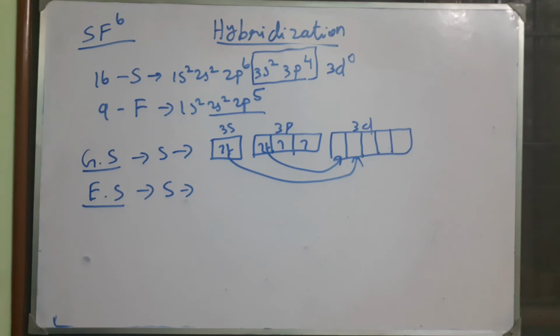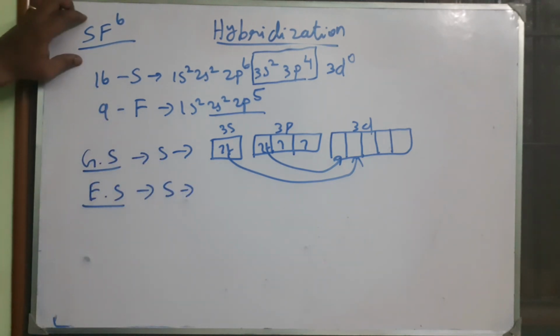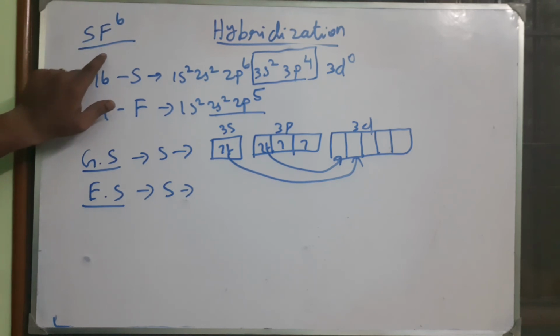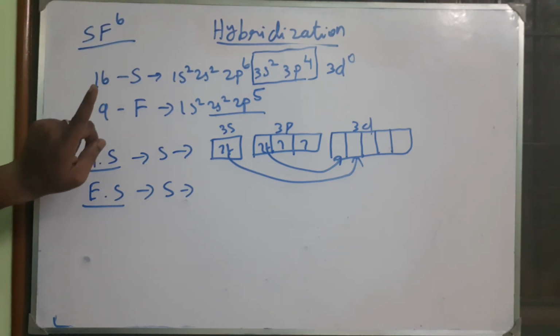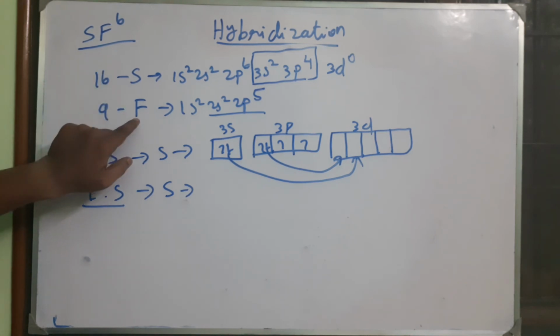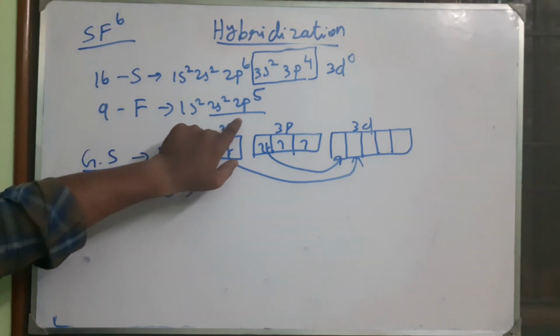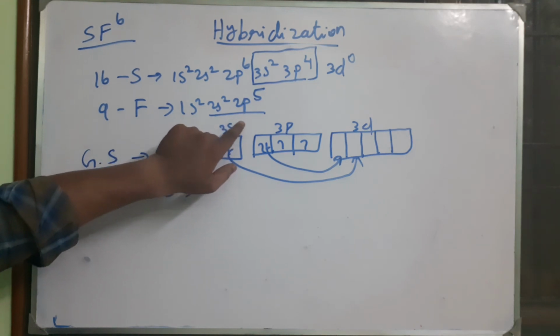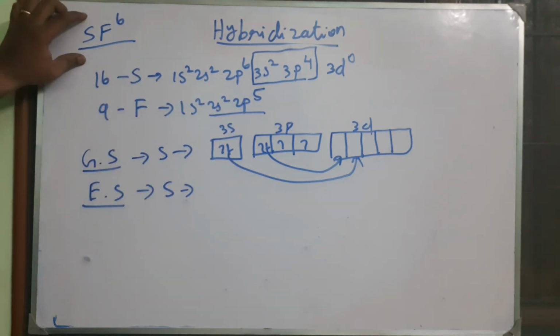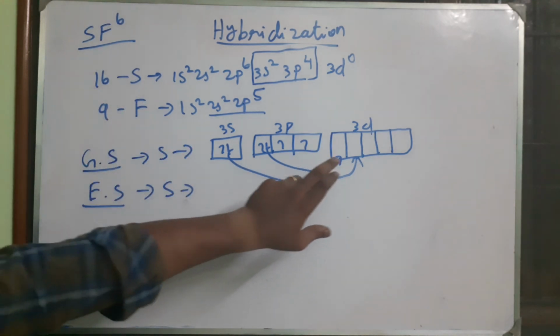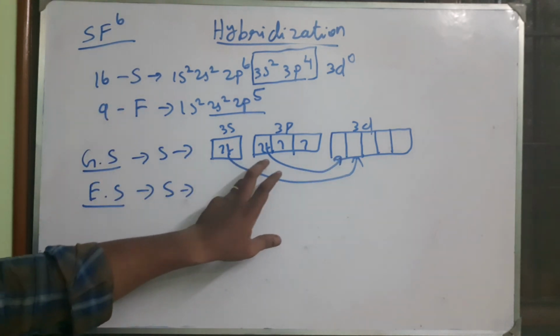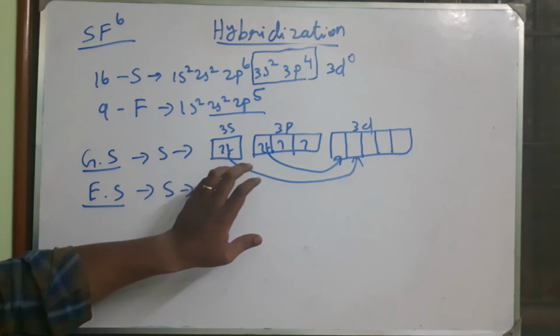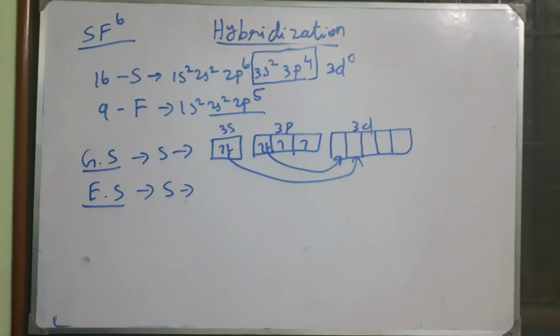So why? Because sulfur is attached with 6 fluorine atoms. Each fluorine atom needs one electron. Due to the more electronegative atoms, only then is it getting a noble gas electronic configuration or octet stability. So that's why sulfur should have 6 single electrons. That's why these two pairs of electrons are transferred from the ground state to the excited state.